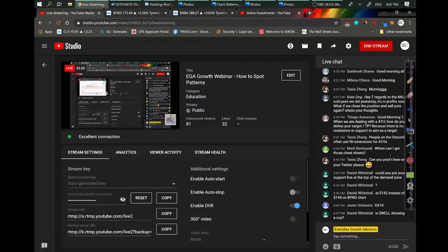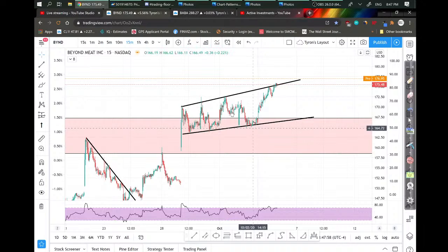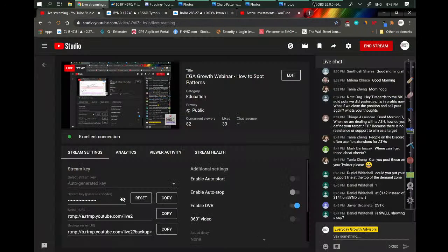Could you put your support line at the top of the demand zone? Yeah, you could. Absolutely. OSTK is well showing a cup.